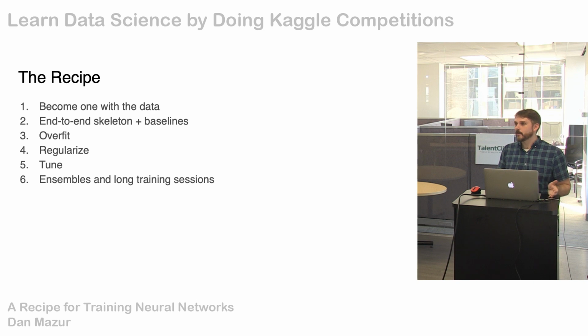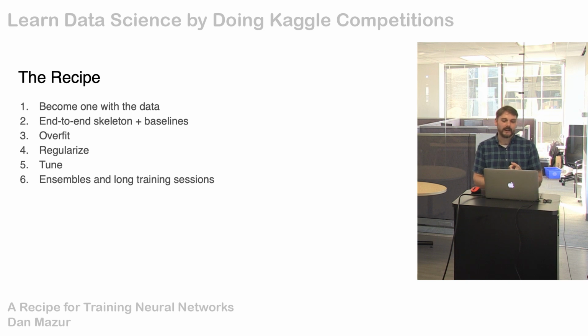Step three is to then overfit. So you have your framework set up. Now you want to build a model that overfits your training set without worrying so much about how it does on the evaluation set. Then you regularize. Now this is trying to get good generalization performance with your previously overfit model. Step five is tuning, so hyperparameter tuning. And then step six, in the blog post, he calls squeezing out the juice or something like that. He has some vague name for it, but basically the two things he mentions are building ensembles out of the models you build and trying really long training sessions.